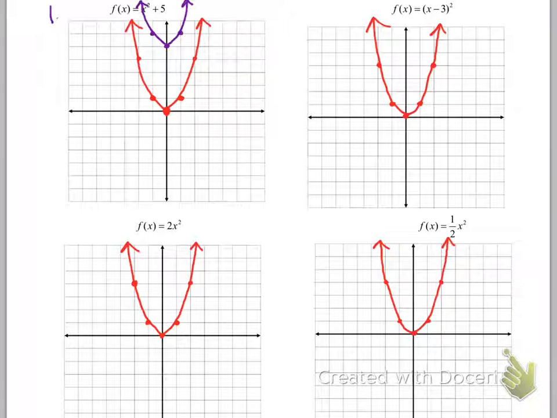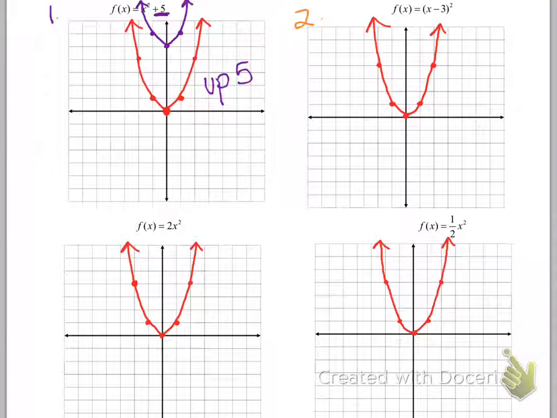So what happened? The only thing that the red graph did was shift up. So this 5 out here is a shift of up 5. Okay, our next one.